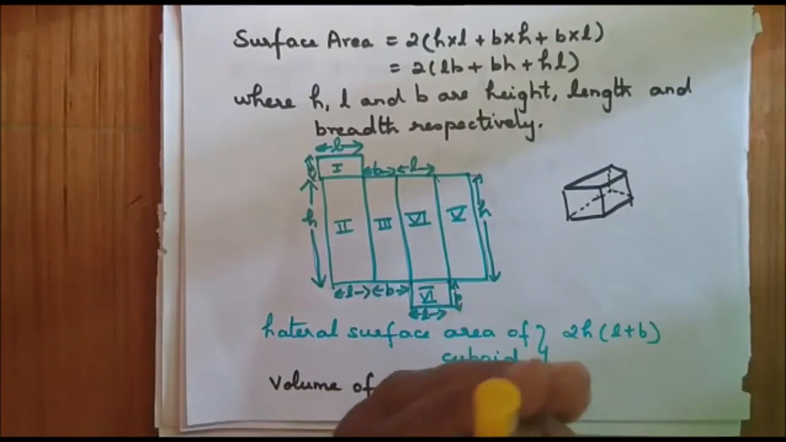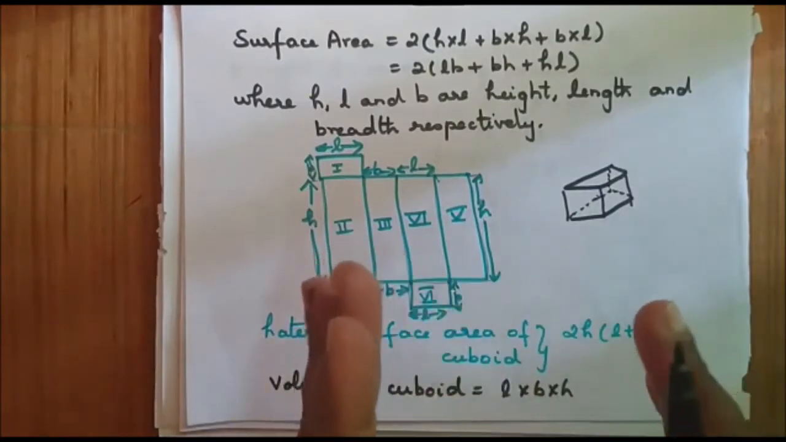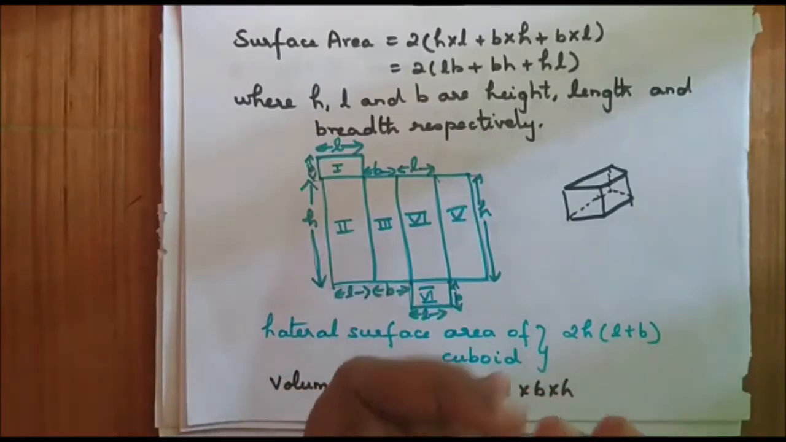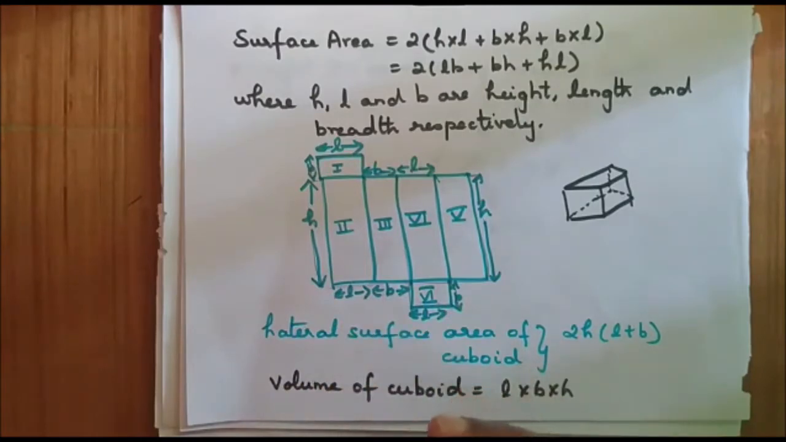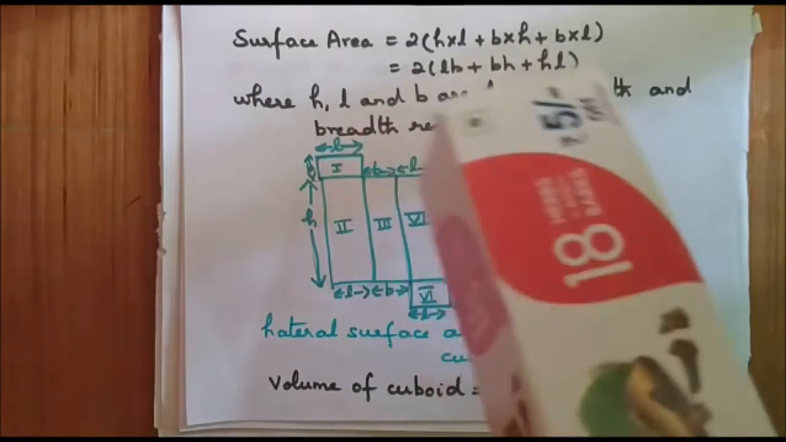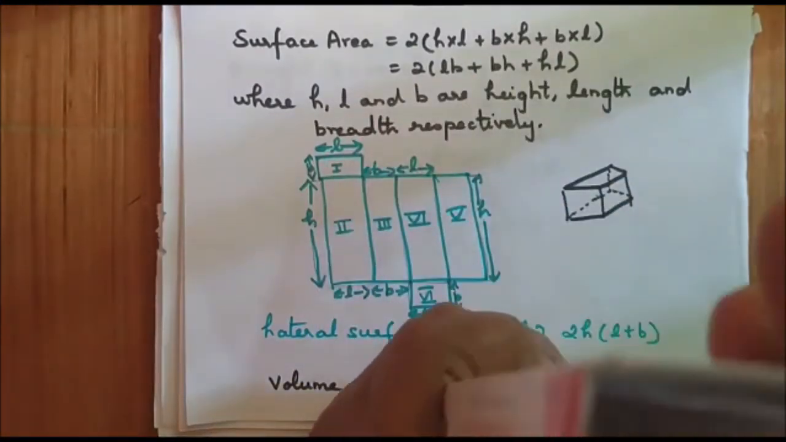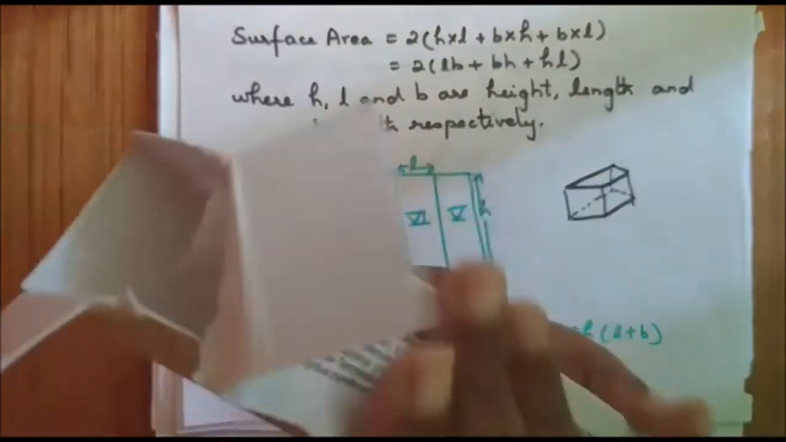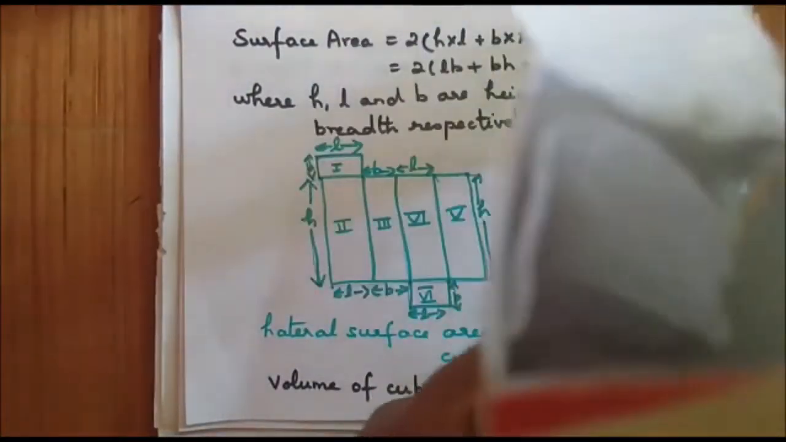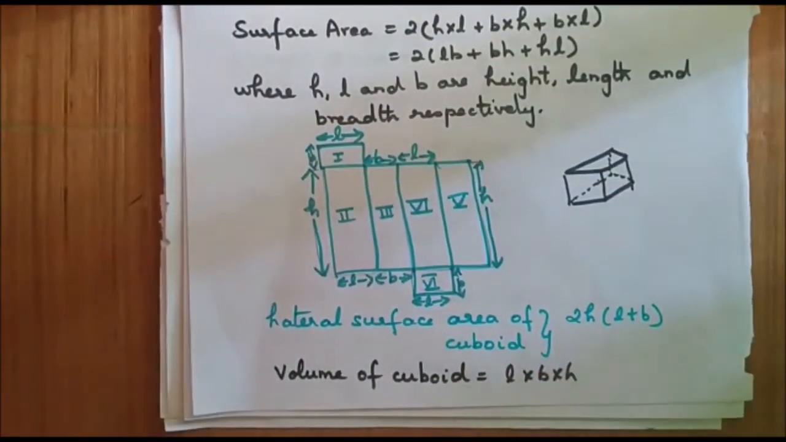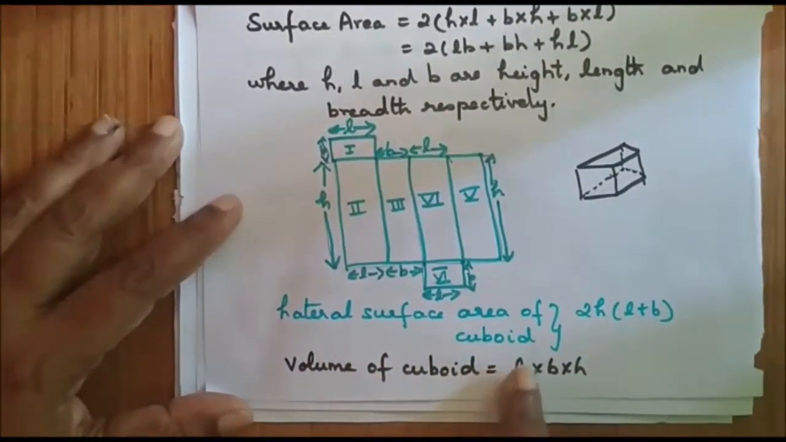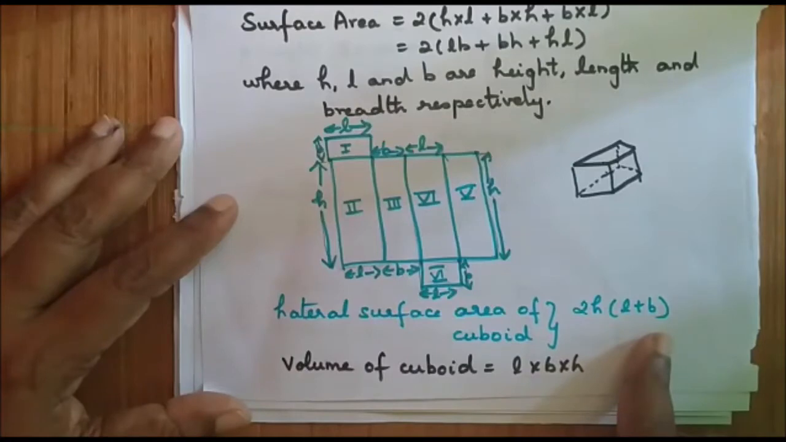Now what do you mean by lateral surface area? When you have a cuboid with the top and the bottom open, that is, a cuboid without the top and the bottom, that surface area is called the lateral surface area. I hope you understood this. Only the curved surface area, only this area, is called the lateral surface area of a cuboid. Now what is the formula for the lateral surface area of a cuboid? It is 2h into L plus B.